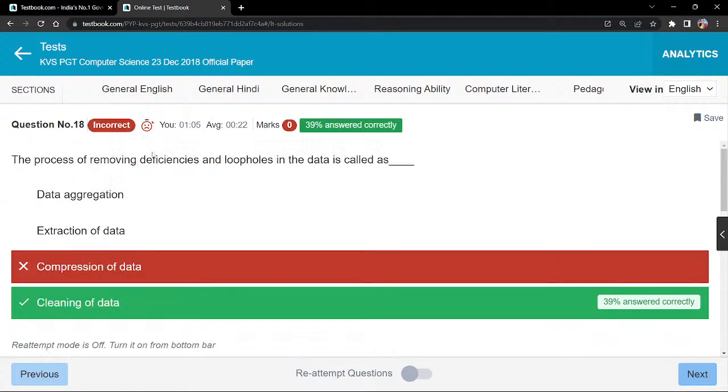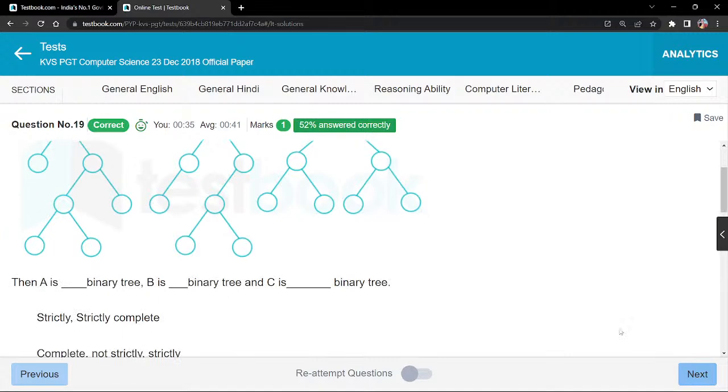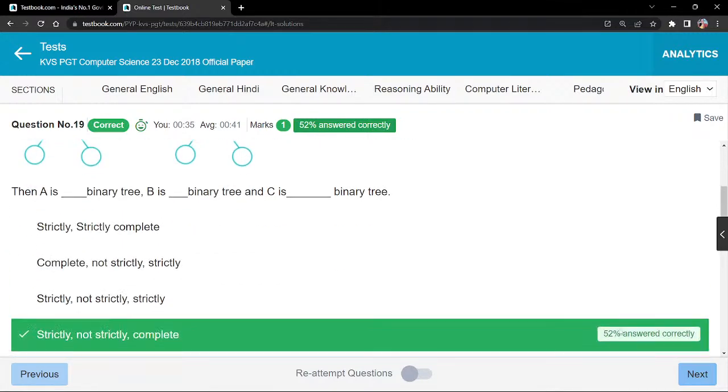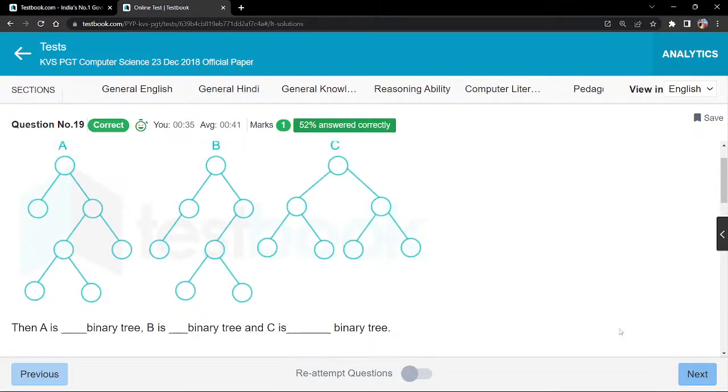Then the process of removing deficiency and loopholes is called cleaning the data. This is binary. First one is streaky, not streaky, then complete.